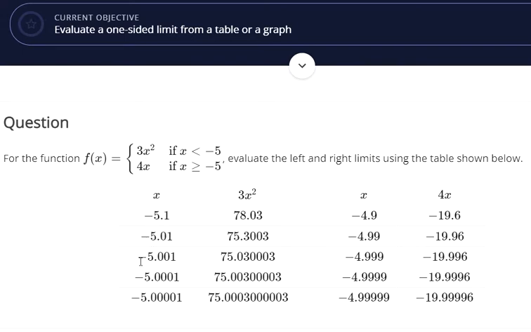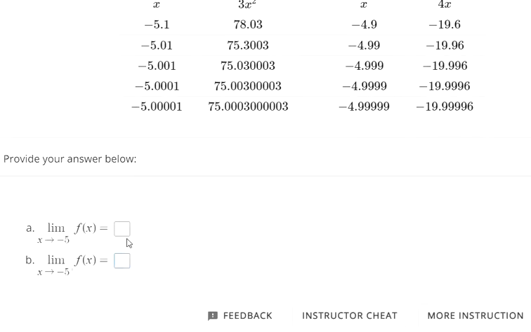You're approaching from the left, so you're thinking about numbers that are infinitely smaller than -5. That's not a proper way to explain it, but numbers that are infinitely close but a little bit smaller than -5. So that's what's going on here. -5.0001 is really close, but it's a little bit to the left of -5 on the number line. So that limit, we can see it's getting infinitely close to 75.